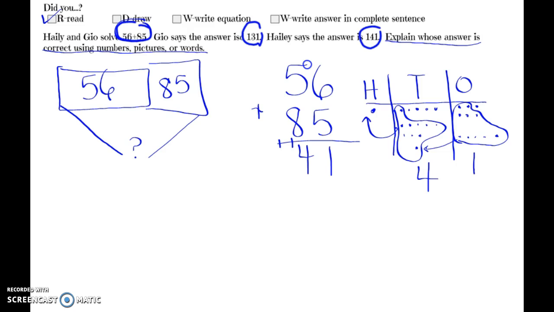Now I'm going to add the hundreds. I have only 1 hundred, so I'm going to carry that 1 and write it on my line, which makes my answer 141. Pause the video as you add this to your journal.